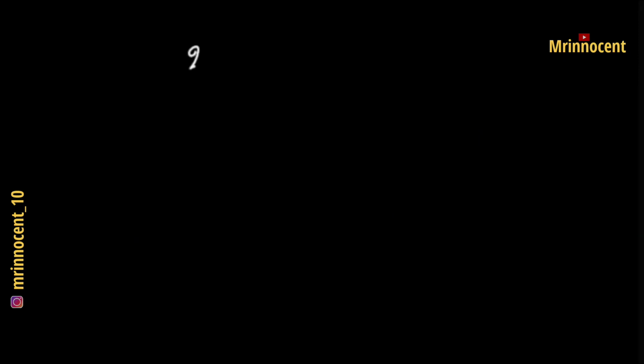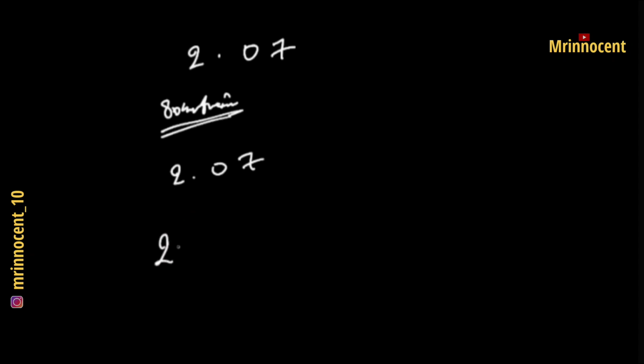We have 2.07. Solution. So 2.07, to convert this one to mixed fraction, write your whole number, 2. This is 100. You have 7 over 100. So this is your answer.